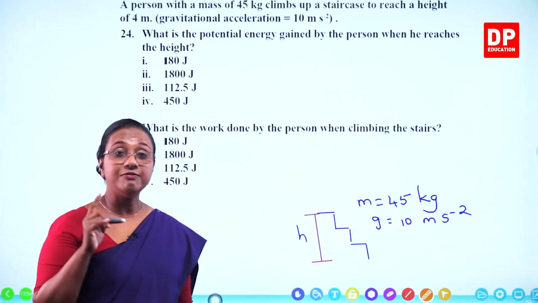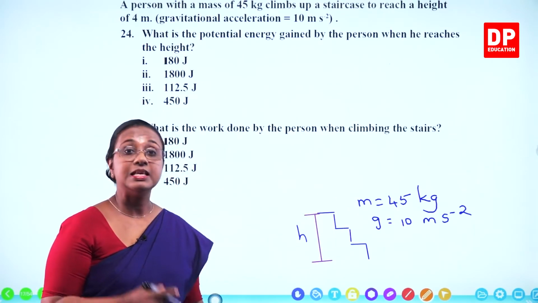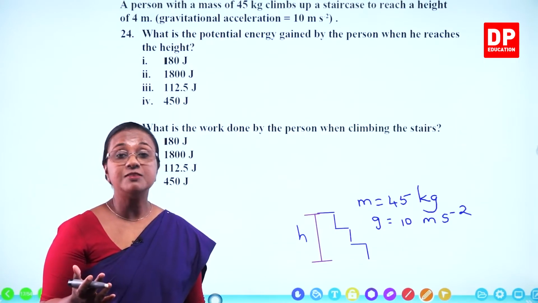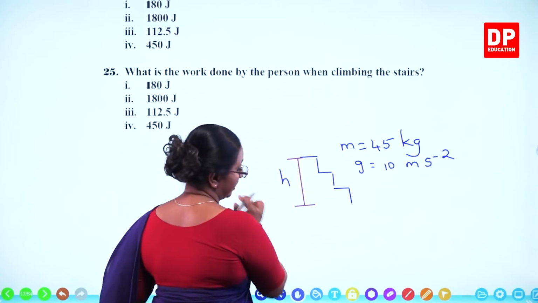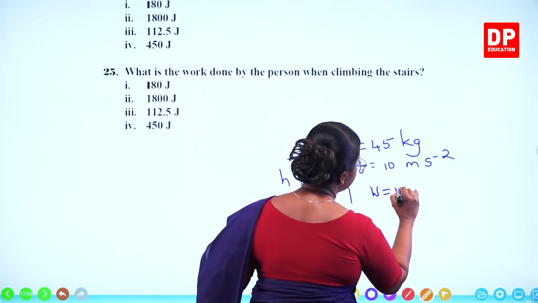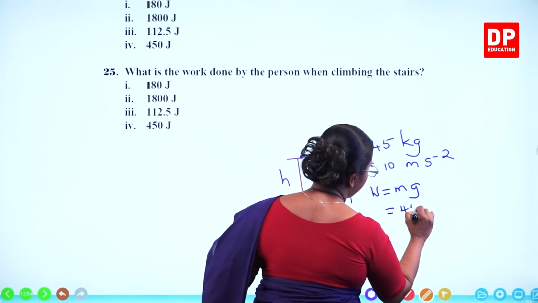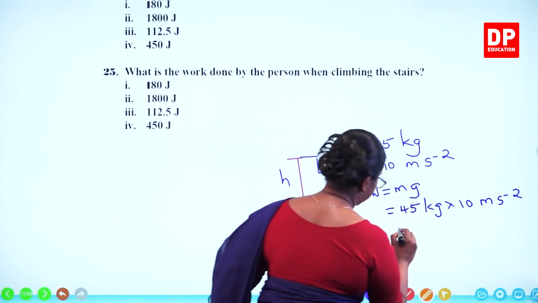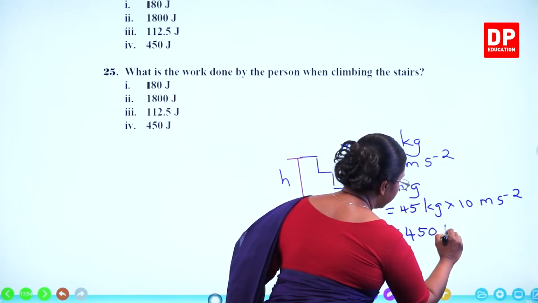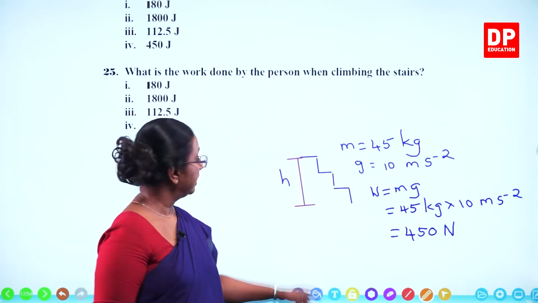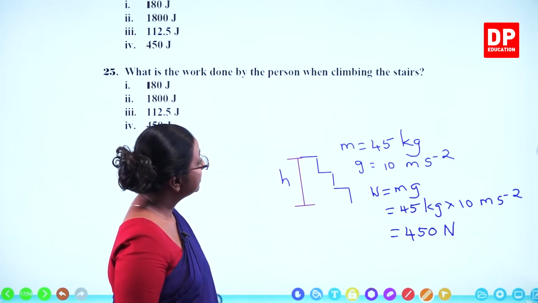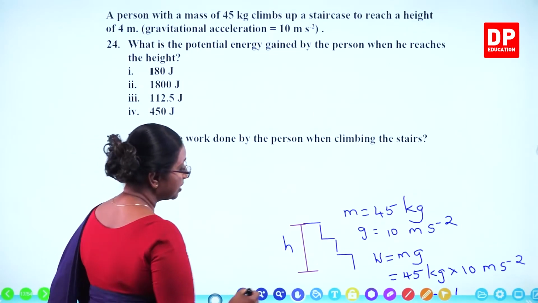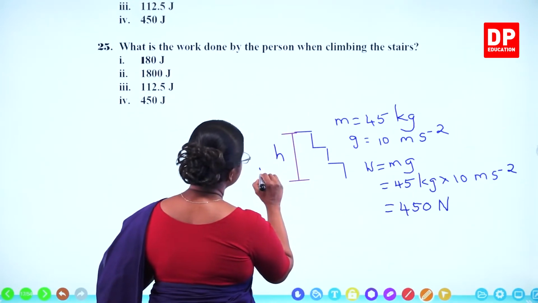So you all know, if a person has to climb up, the work is done against the gravitational acceleration. So to find the force exerted, what do we need to find? We need to find the weight. Weight equals mass into gravity. So that is 45 kilogram into 10 meters per second squared. So that's going to be 450 Newton of force exerted. And the person reaches a vertical height of h, which is given as 4 meters.